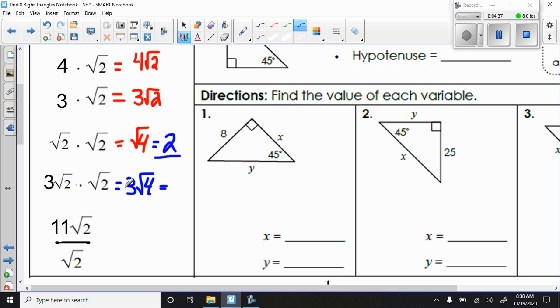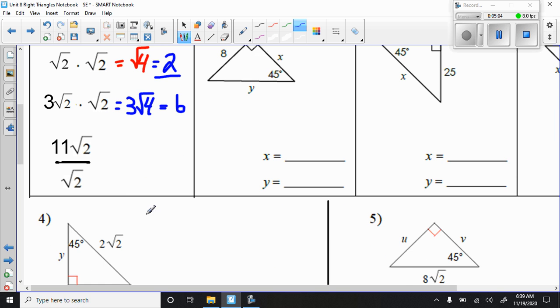So 3 radical 4, actually the 4 becomes 2. So we have to reduce when we see radicals that we can reduce. This is 3 times radical 4, 3 times the square root of 4. The square root of 4 is 2, so it turns into 3 times 2, and your final answer here would be 6.